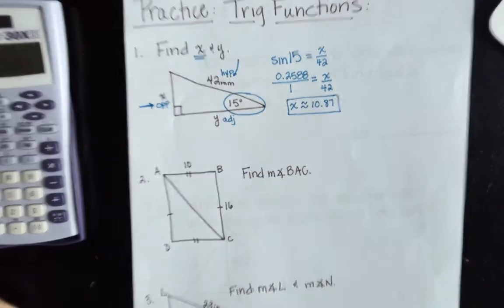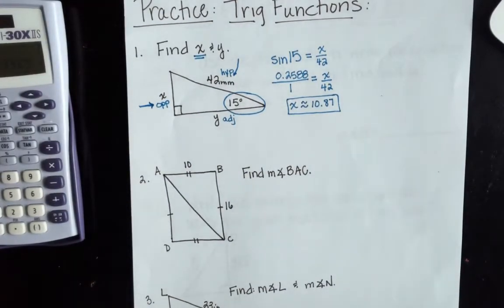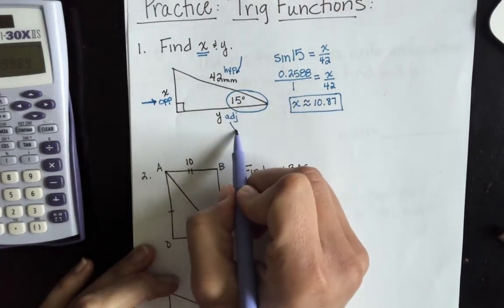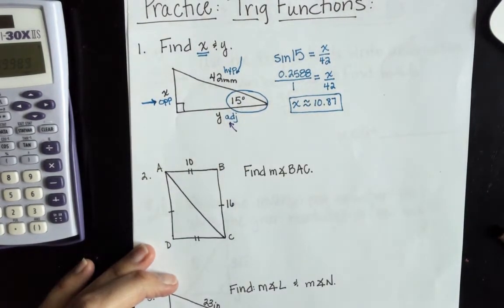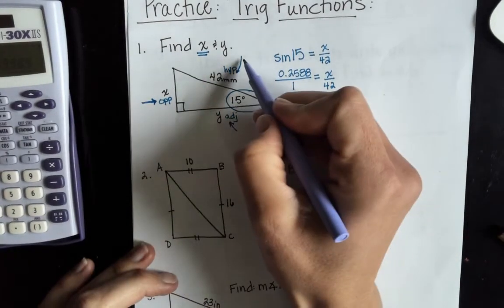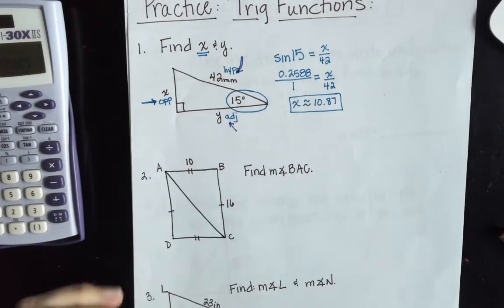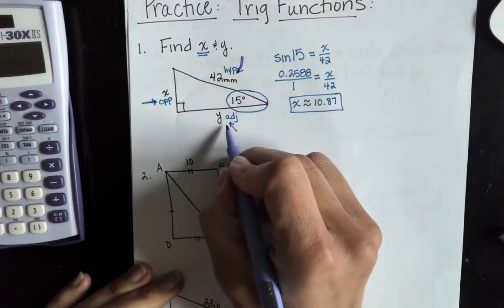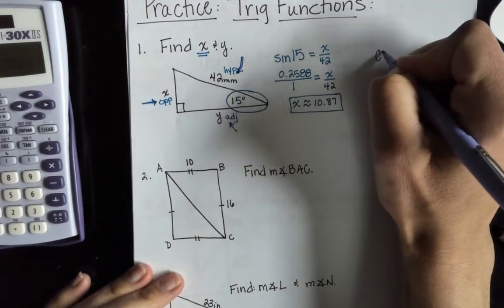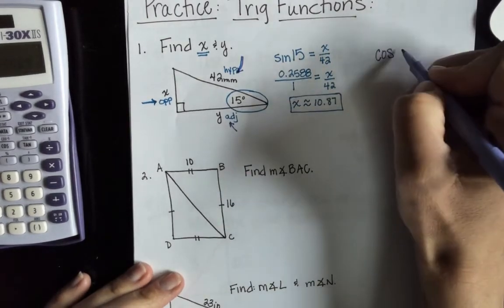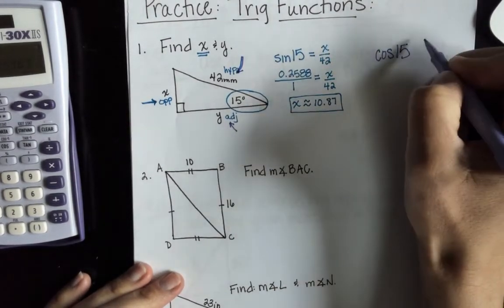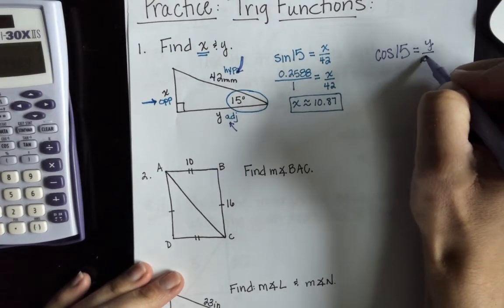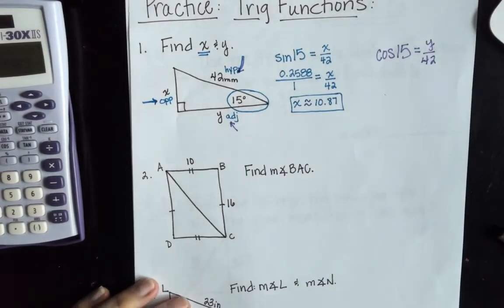Now what we need to do is figure out what y is. We're going to change not the reference angle, just what values we're using. So this time we have adjacent, but we're still going to deal with hypotenuse because that's the only value they've given us. And now adjacent and hypotenuse match with our definition for cosine. So cosine 15 is adjacent over hypotenuse, and now the steps are going to be the same.